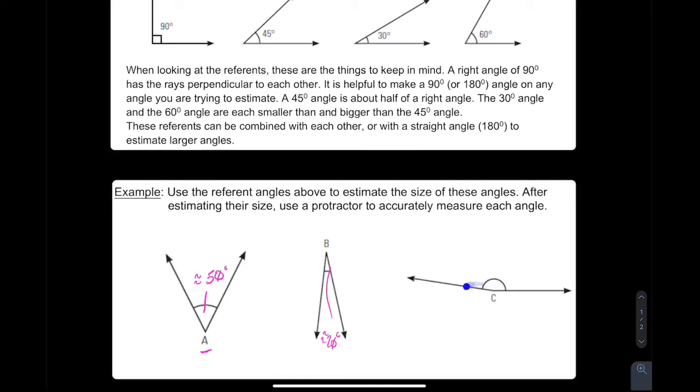And what about C here? Well, this one is definitely bigger than all of these, right? And if it's bigger than 90, then we know that we're going into an obtuse angle. Well, what do we know? What was the angle if we just draw a straight line here? That would be 180 degrees, right? Well, it's a little bit less than 180. How about we say probably about 170 degrees? I think that's fair to say, 170.